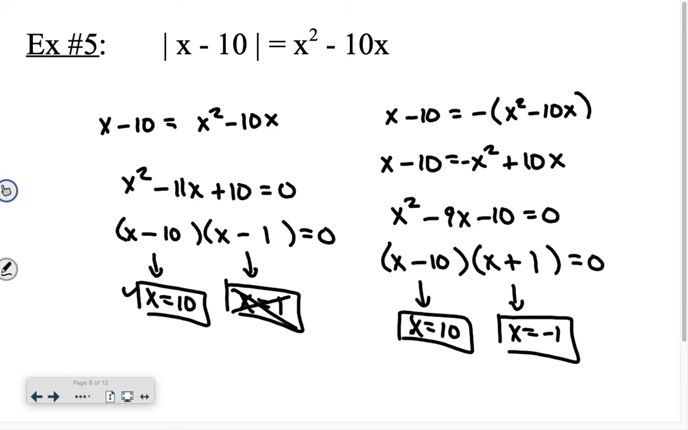It's not possible. And just to save you a little bit of time, if you plug negative 1 back in, it does work. So you end up with two answers, 10 and negative 1. One of the answers happened to be an extraneous solution.